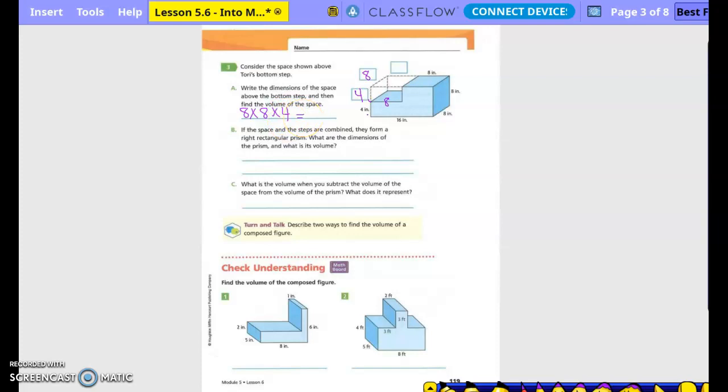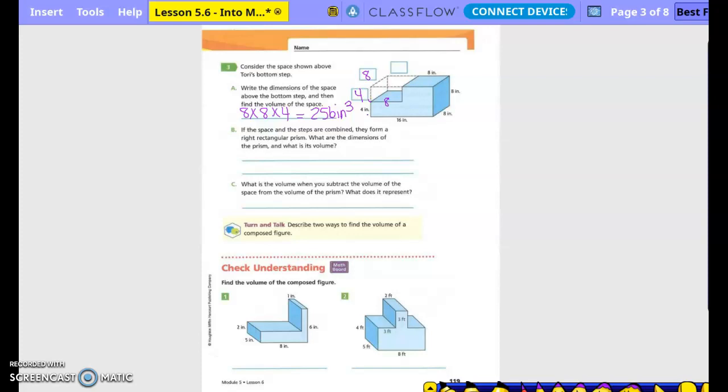Which, what did we say? 8 times 8 times 4 was 256. So that would be 256 inches cubed, right? If the space of the steps are combined, they form a right rectangular prism. What are the dimensions of the prism and what is its volume?